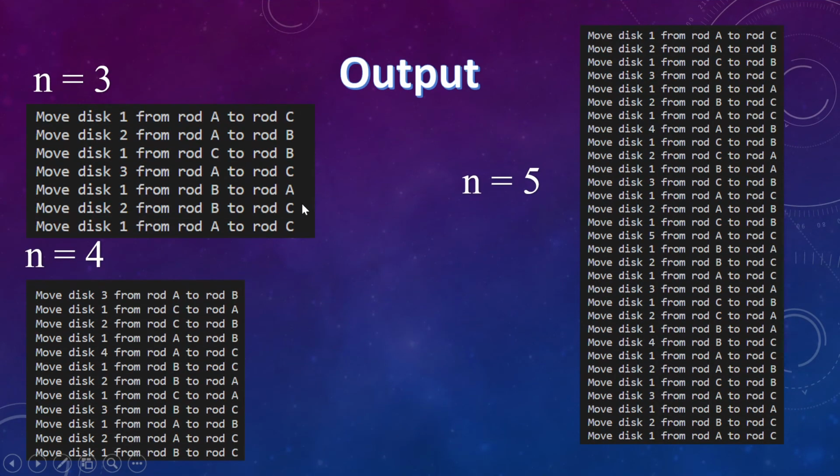Now we have the output where n is equal to 3, n is equal to 4, and n is equal to 5. These are the number of steps that we need for all these 3 cases. As you can see, n equal to 3 has 7 moves in it. n equal to 4 has 15 moves in it. And n equal to 5 has 31 moves in it. And this literally confirms the pattern that we derived earlier.